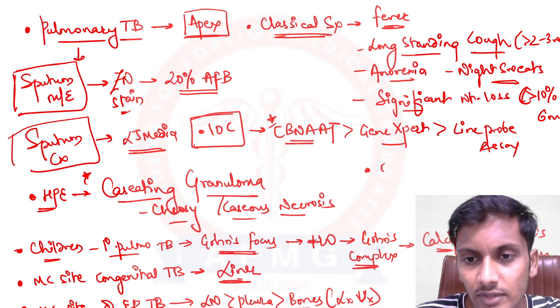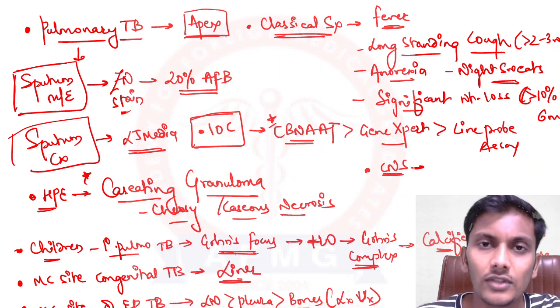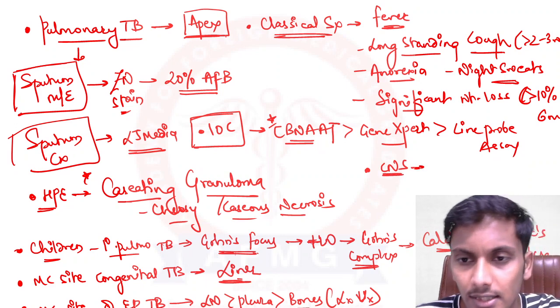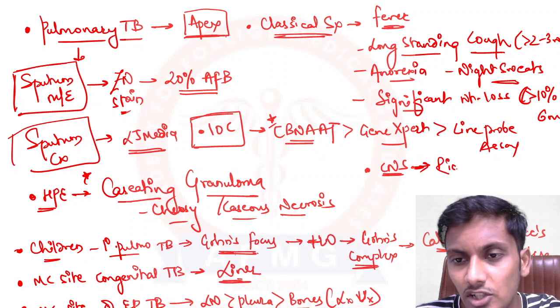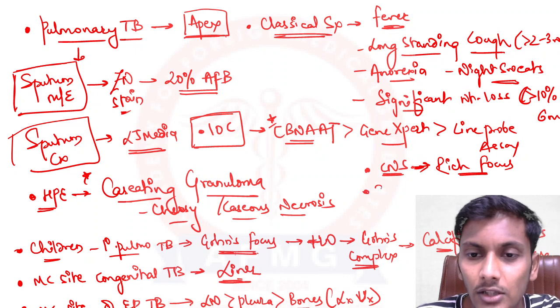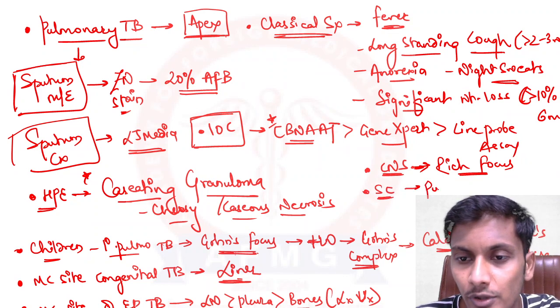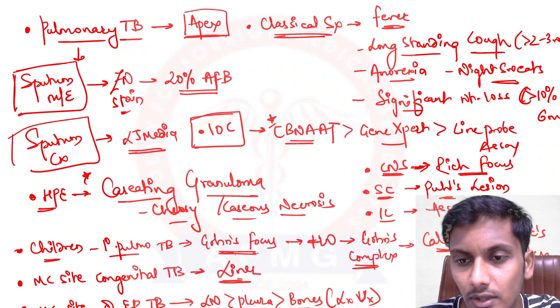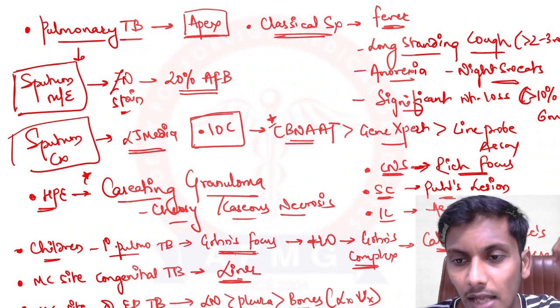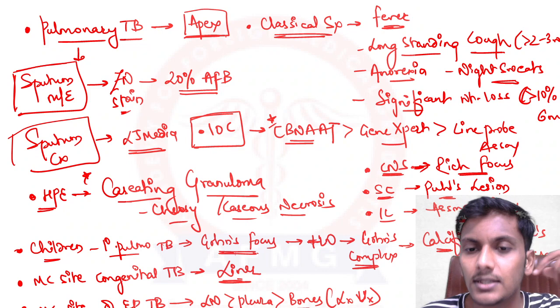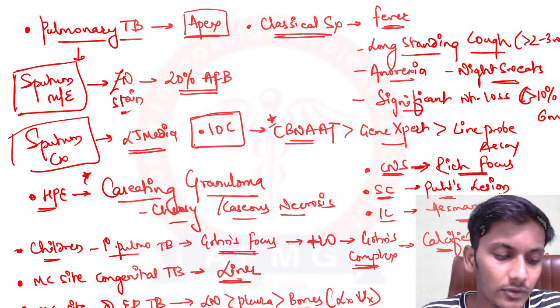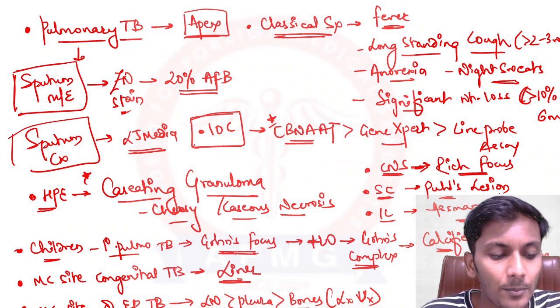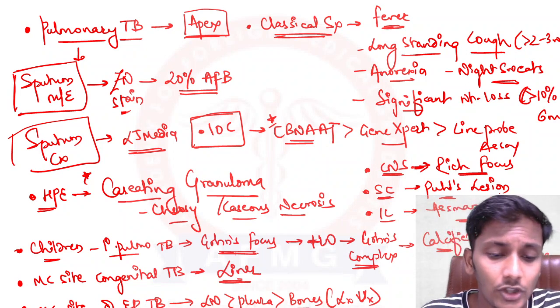If there is dissemination of tuberculosis and a lesion in the CNS, what is this lesion known as? The lesion in CNS is known as Rich's focus. The supraclavicular lesion is known as Puhl's lesion, and the infraclavicular lesion is known as Assmann's focus. These are the most important features, guys, that you need to remember about tuberculosis.